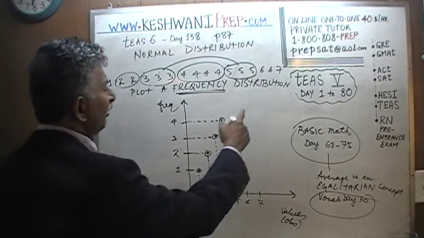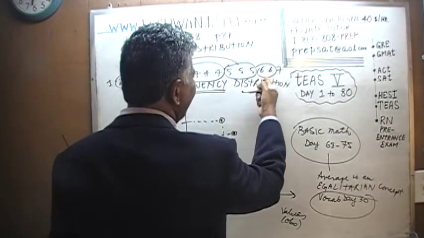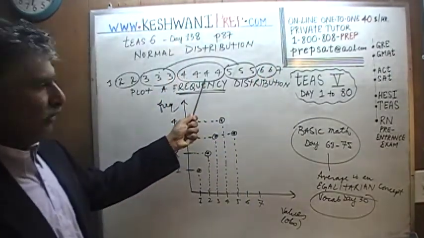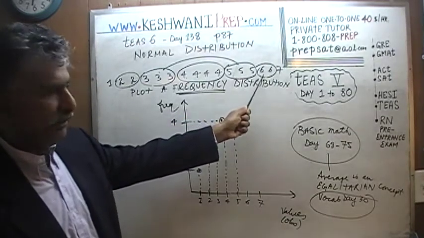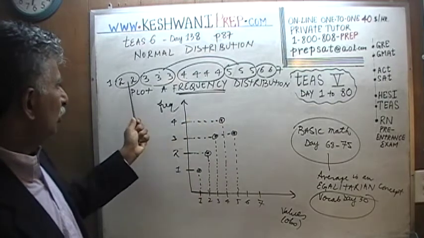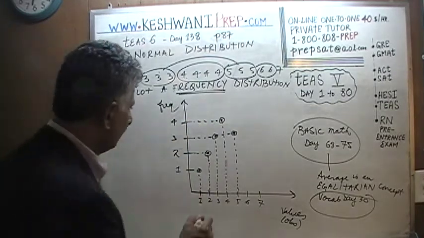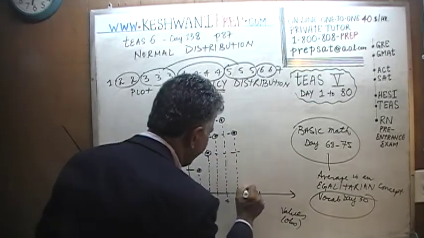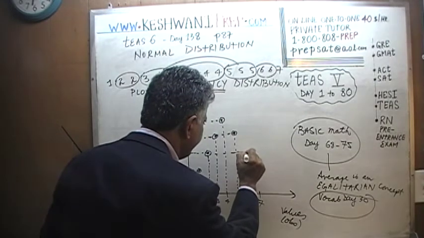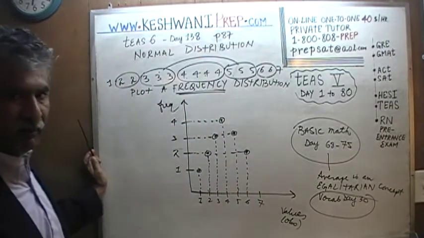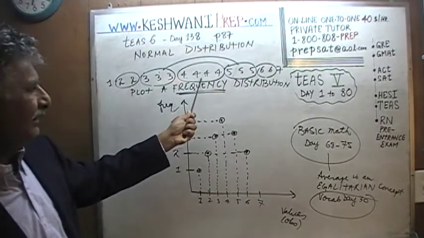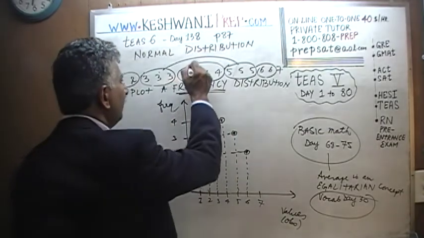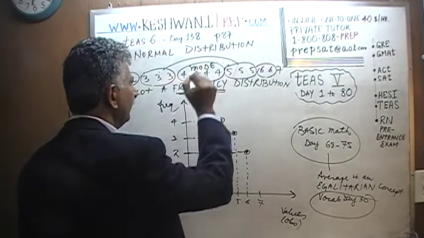How often do you suppose 6 appears? 6 appeared twice. A value 2 more than 4, 4 is right in the center here, appeared twice. A value 2 less than 4 appeared twice. How often do you suppose we see 7? 7 is 3 more than what we see in the center, the mode. This is the mode because it appears most often.